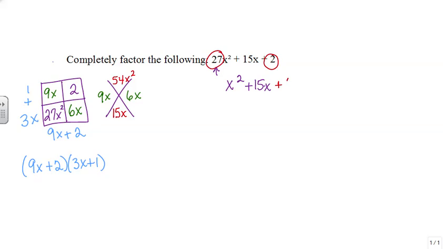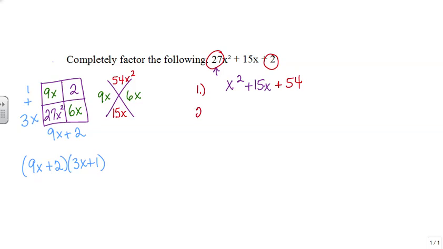So I get a 54. That is your first step. So step number 1 is rewrite it without the leading coefficient and multiply the 27 times the 2. So the first term times the last term.